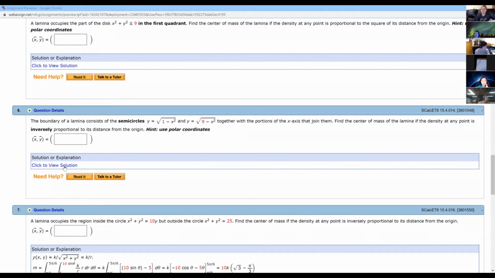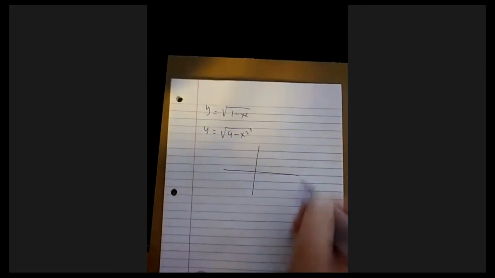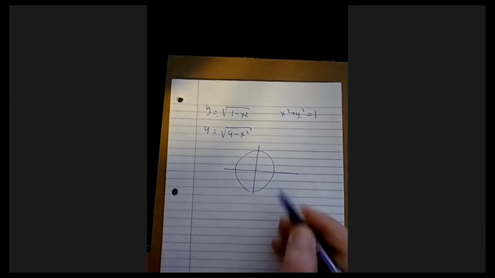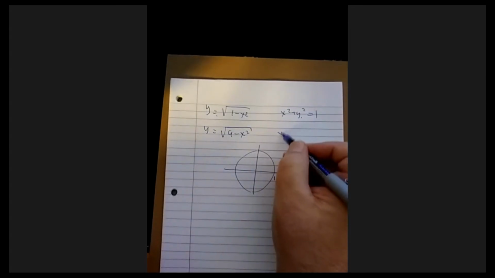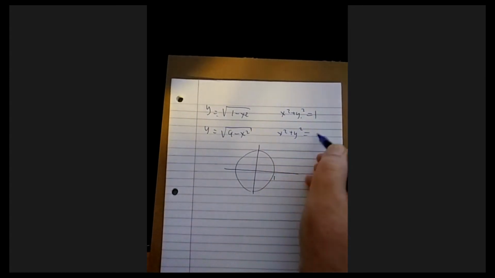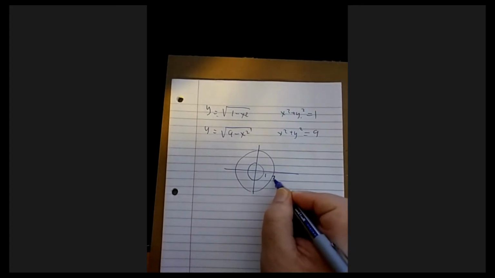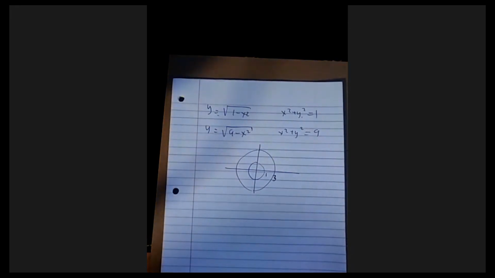What we're dealing with here is a shape that's basically a part of a circle. So if I do y equals 1 minus x squared, do you know that's another version of x squared plus y squared equals 1? If you rearrange that, you get this, and that would typically be a circle of radius 1. If you rearrange this one, you've got x squared plus y squared equals 9, which is another circle, which looks like that, but its radius is 3.